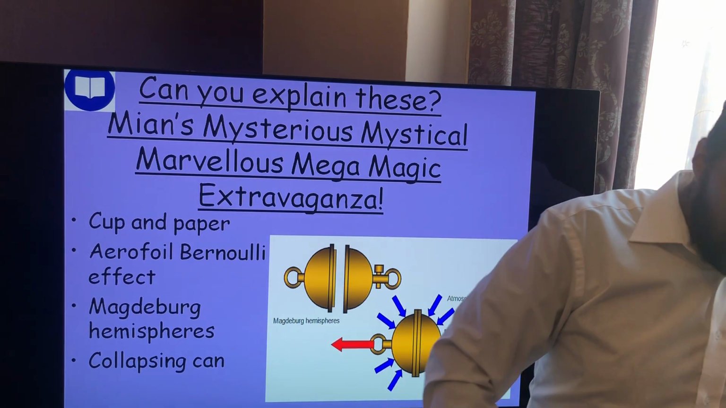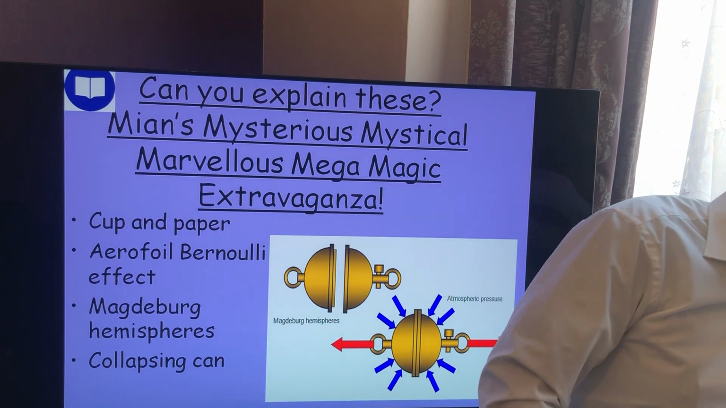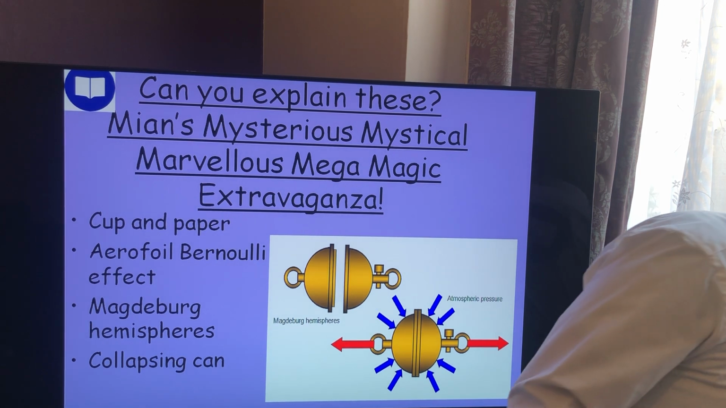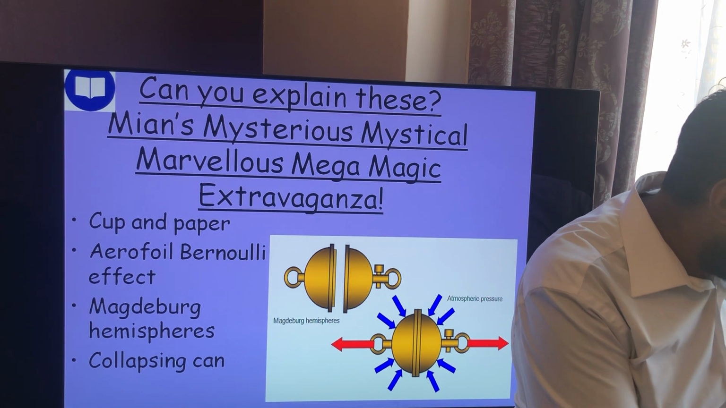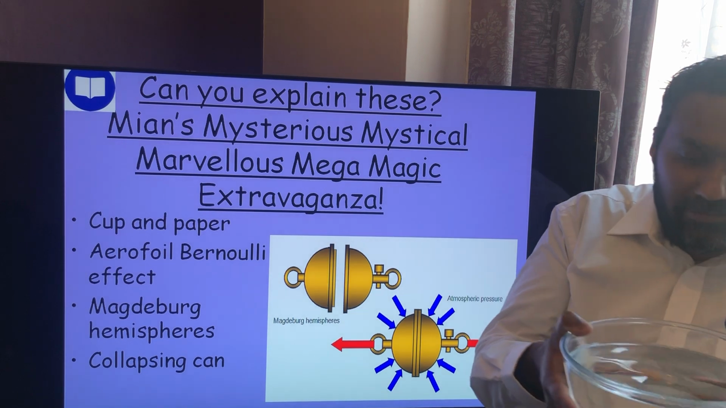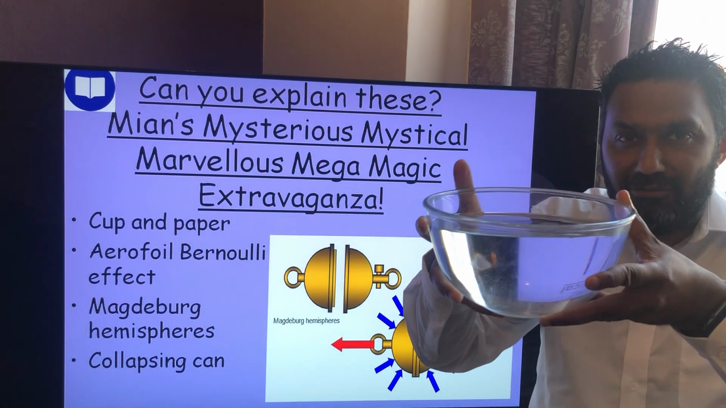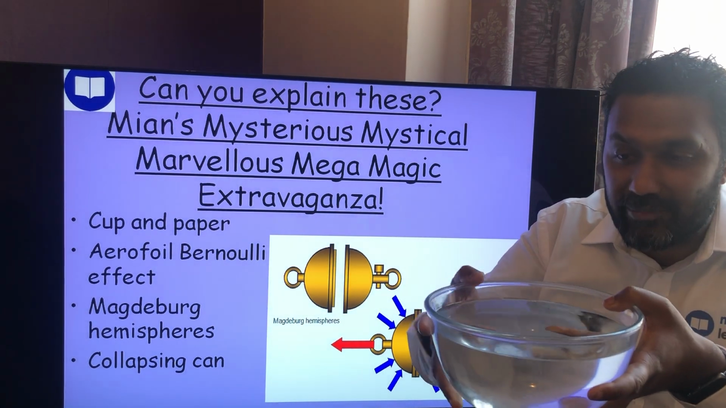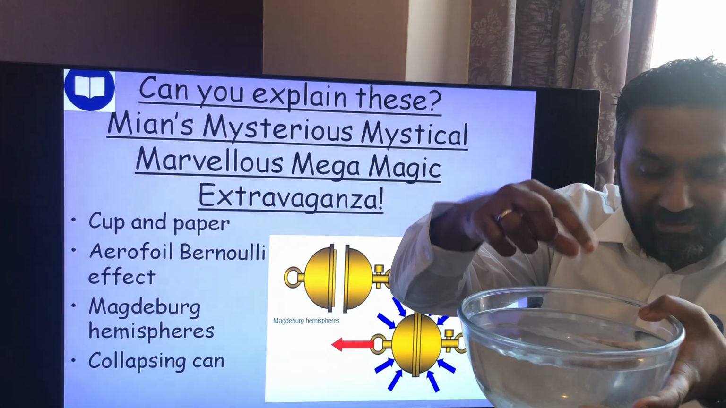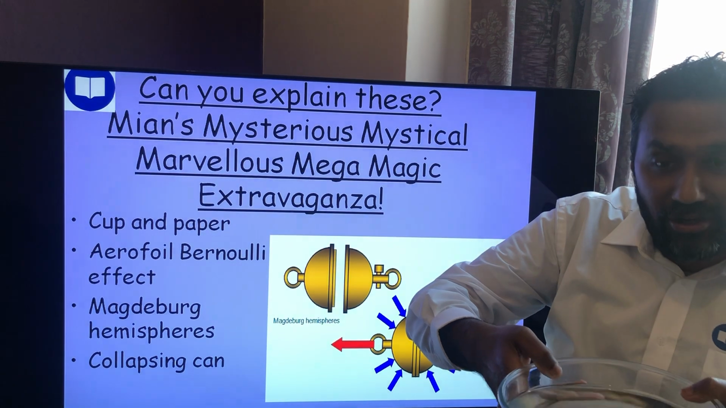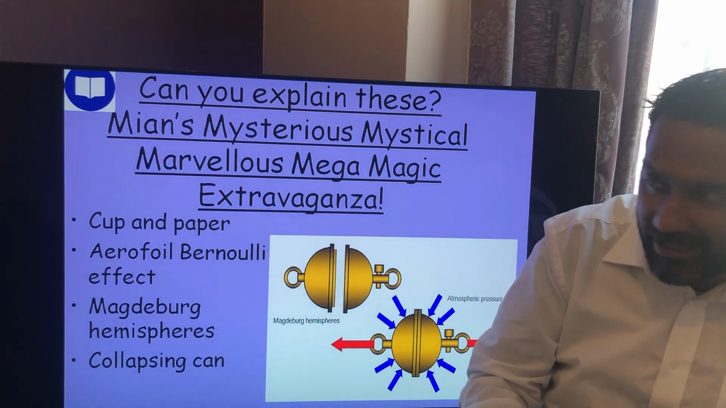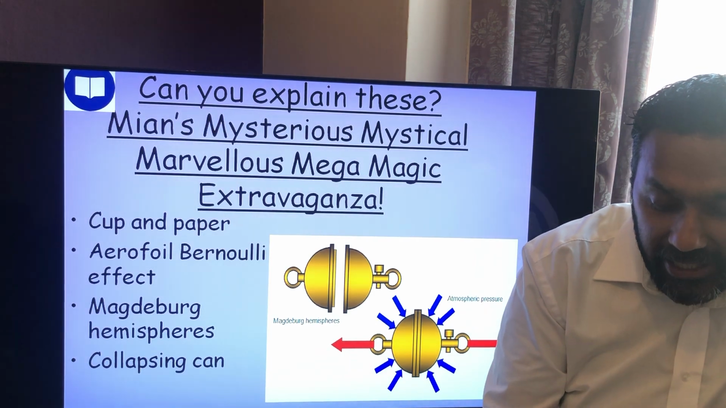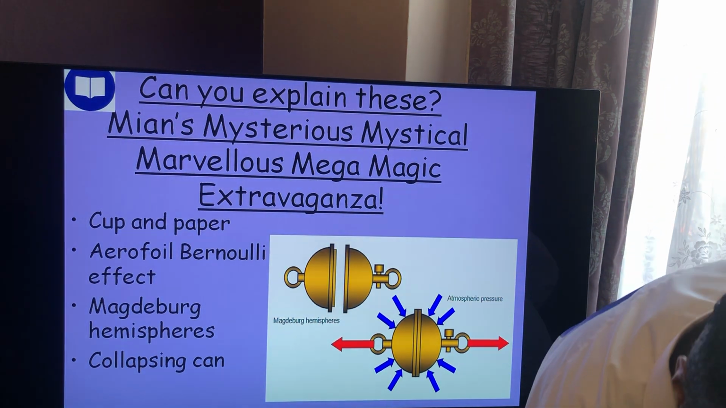Right, cup and paper. You may have seen this before. I've got a bowl of water, just normal plain old water. There's nothing mysterious or magical about it. It's not acid or anything, because look, I dipped my finger in it. I'm not going to need my safety goggles. I'm not in the science lab, and nothing's going to explode. If I was in the science lab, one of these would have imploded.